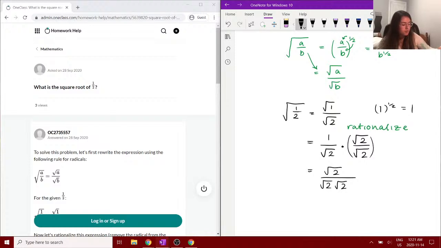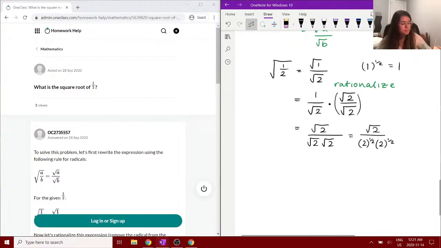Or you can think of this in a couple of different ways. Let's write it like this. You can think of it as 2 to the 1/2 times 2 to the 1/2. And you can add the exponents here.